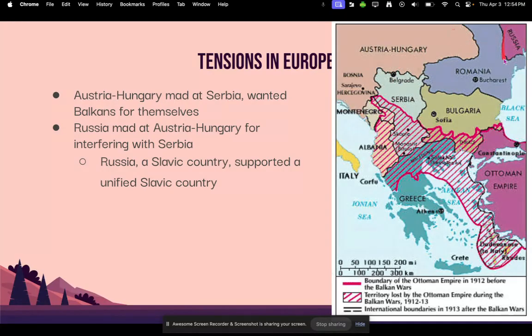Russia, which is off right over here, was really mad at Austria-Hungary for interfering with Serbia. So Russia, which is considered a Slavic country, supported a unified Slavic country. So they supported Serbia's mission to unify everyone under one country.